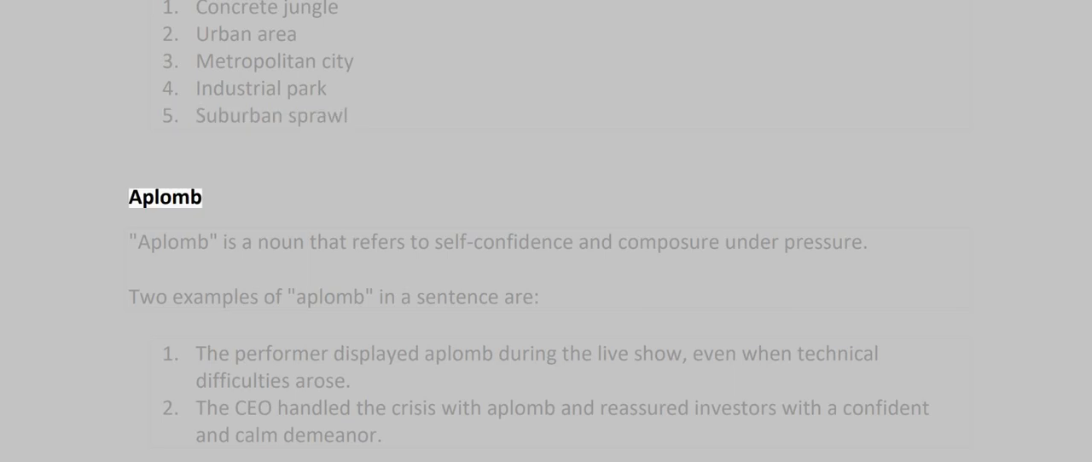Aplomb. Aplomb is a noun that refers to self-confidence and composure under pressure. Two examples of aplomb in a sentence are: 1. The performer displayed aplomb during the live show, even when technical difficulties arose. 2. The CEO handled the crisis with aplomb and reassured investors with a confident and calm demeanor.